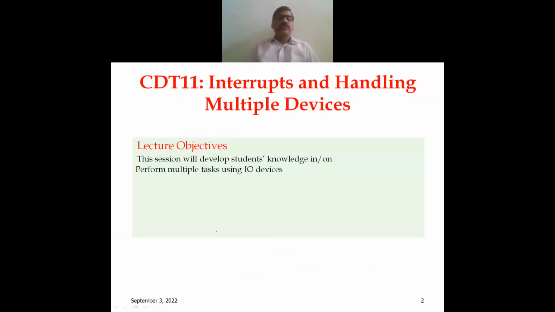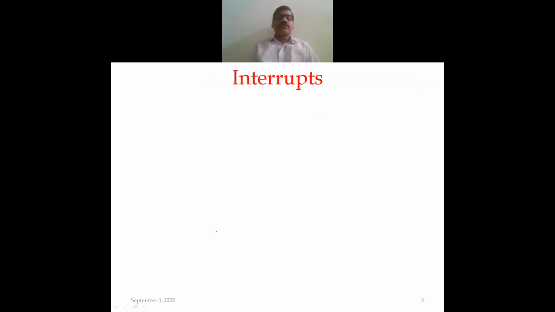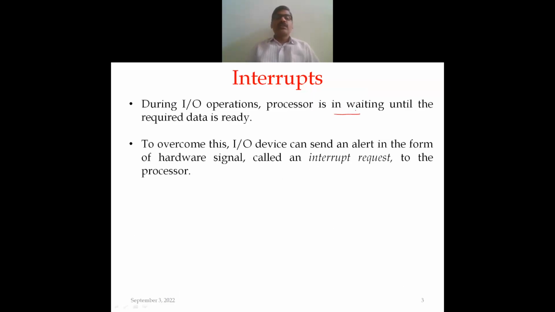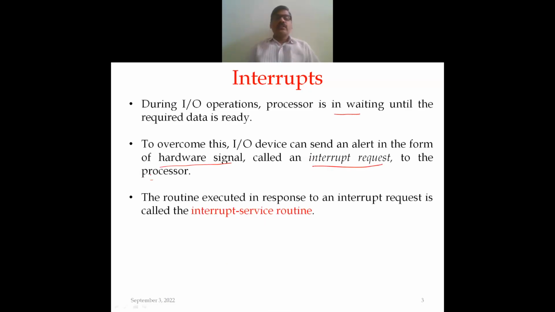Today's lecture objective is that this session will develop the students' knowledge on how we perform multiple tasks using IO devices. So, interrupts. During IO operations, the processor is waiting until the required data is ready. To overcome this, an IO device can send an alert in the form of a hardware signal, which is called an interrupt request, to the processor. The routine executed in response to an interrupt request is generally called the interrupt service routine.